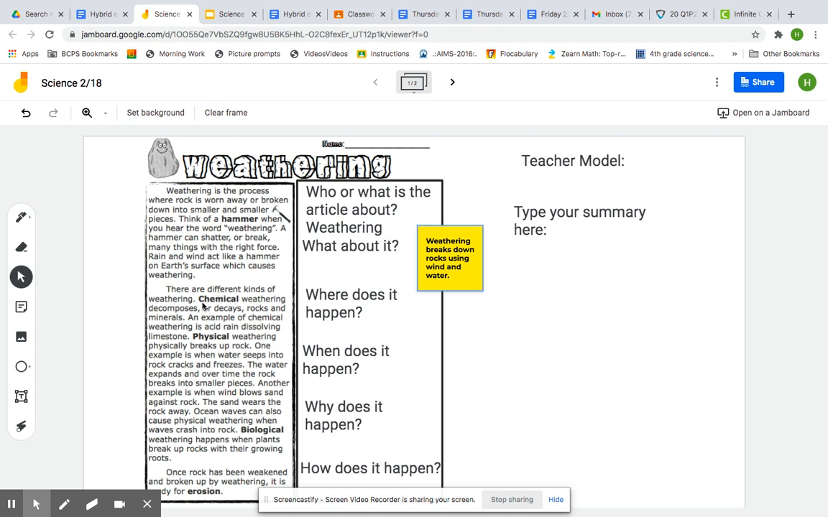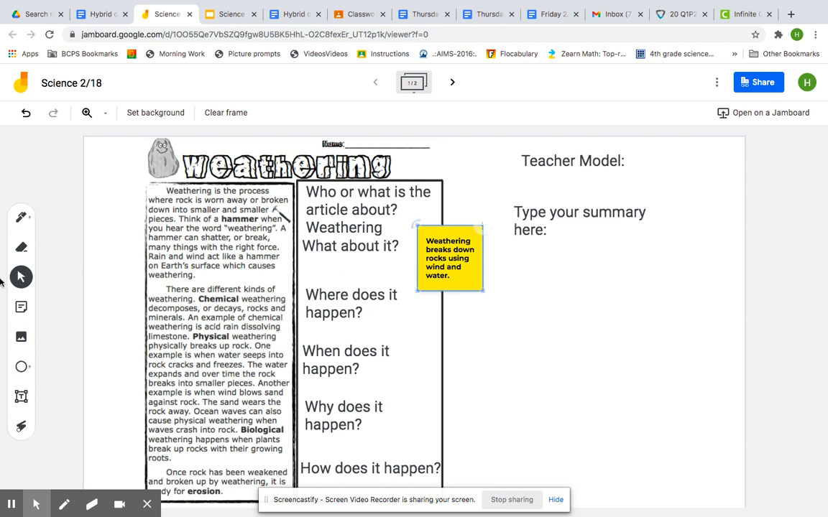There are different kinds of weathering. Chemical weathering decomposes or decays rocks and minerals. An example of chemical weathering is acid rain dissolving limestone. Physical weathering physically breaks up rock. One example is when water seeps into rock cracks and freezes. The water expands, and over time, the rock breaks into smaller pieces. Another example is when wind blows sand against rock. The sand wears the rock away. Ocean waves can also cause physical weathering when waves crash into the rock. Biological weathering happens when plants break up rocks with their growing roots. Once rock has been weakened and broken up by weathering, it is ready for erosion.